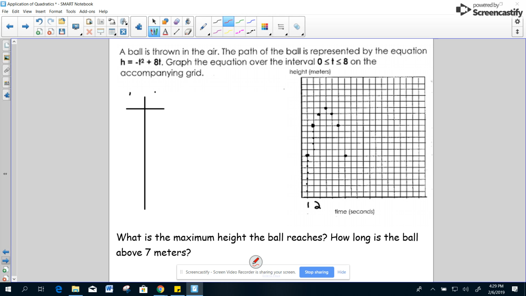Notice the maximum height which the ball will reach will be 16 feet. How long will it be above 7 meters? Excuse me. We are talking in meters, so it's not 16 feet, it would be 16 meters. When we're talking about above 7 meters, we are looking at this height here. So how many seconds is the ball above this line? The ball would be above that line for a total of 6 seconds.